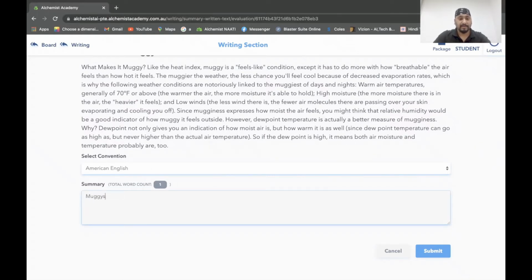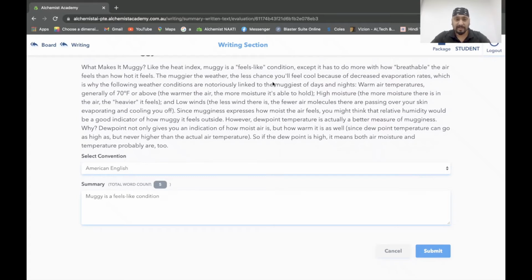Muggy is a feels-like condition. Now, one thing is, please do not add the punctuations, these two punctuations here are not needed. Okay, you do not need to add this at all over here. Okay, now moving forward with this, if you look at this, it is a feels-like condition.